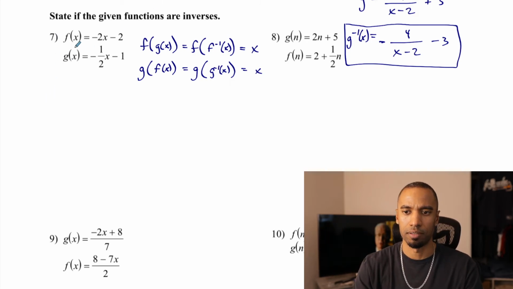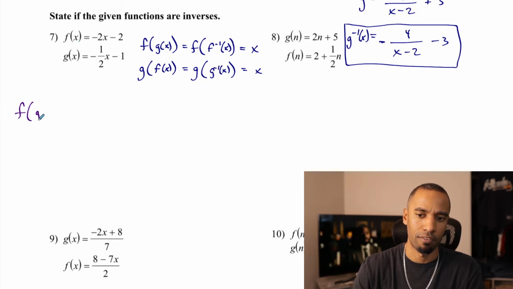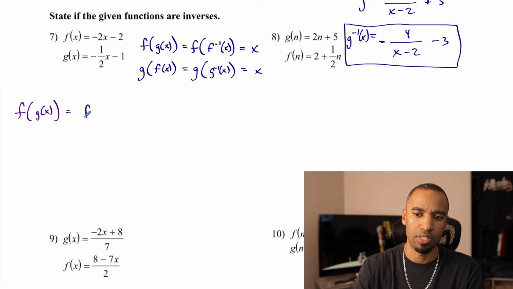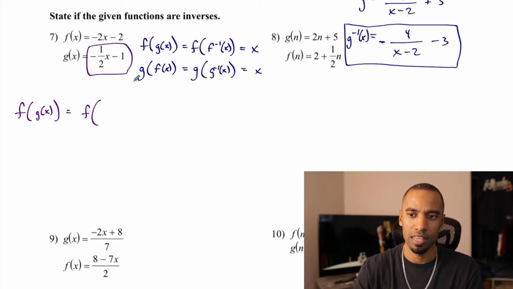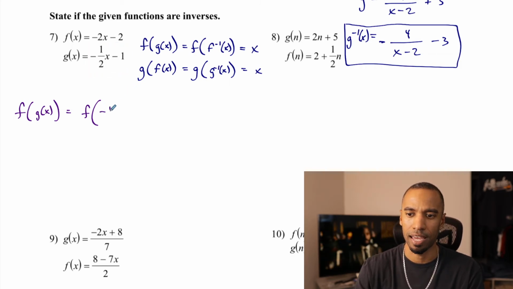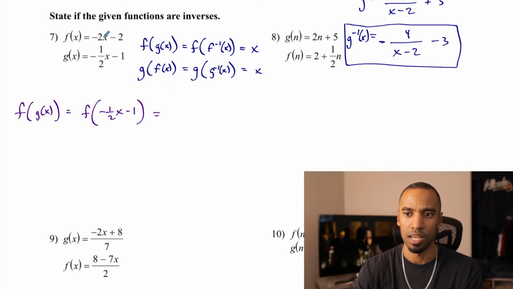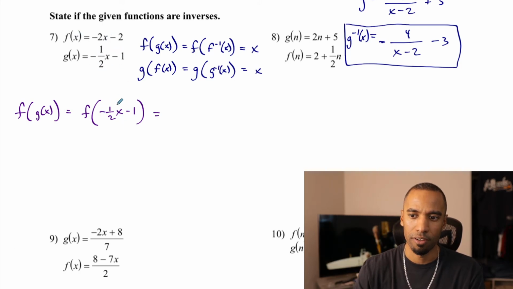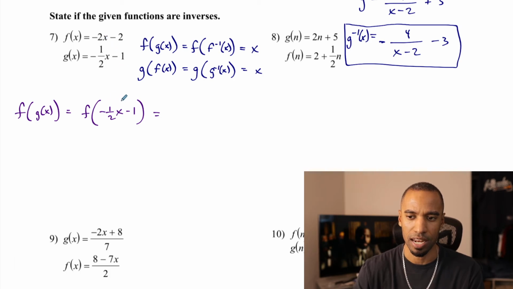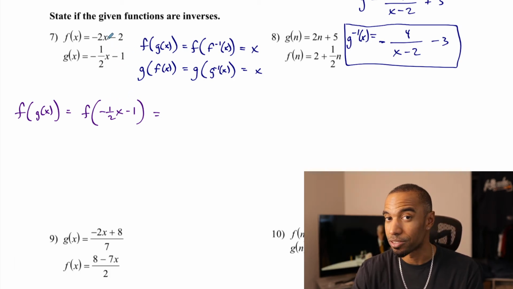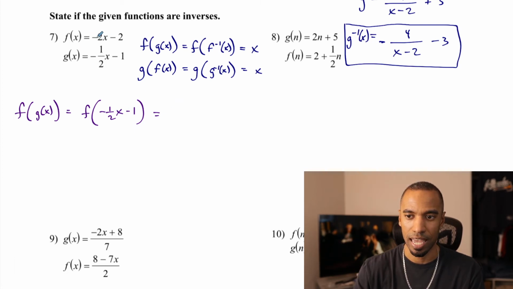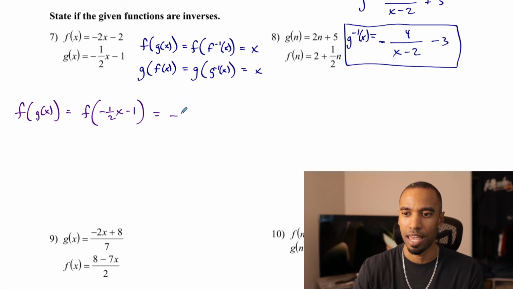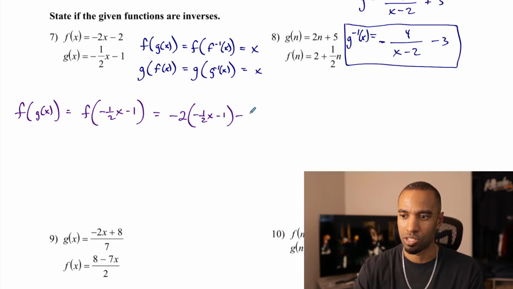Let's try number 7. I'm going to attempt to take the f of g of x, which means I'm taking the f of, what's g of x? This thing, negative 1/2 x minus 1. And what that really means is, in this expression, negative 2x minus 2, instead of writing an x, I'm going to write this. Whatever is the input takes x's place. If this said f of booger, booger would take x's place. So negative 1/2 x minus 1 is going to take x's place in the function f right here. Negative 2 times negative 1/2 x minus 1, and then minus 2 like that.